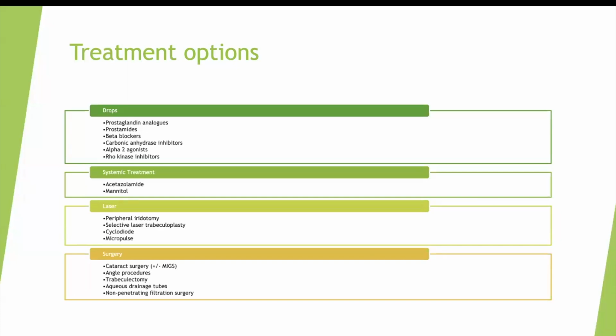Then your systemic treatment, you've got acetazolamide, your osmotics like mannitol, for example. You've got all sorts of laser: peripheral iridotomies, your SLT, your cyclodiode, micropulse cyclodiode, and all of these things will have different indications. And then again, for surgery, cataract surgery alone can reduce the pressure of your eye. Then you might add in a minimally invasive glaucoma surgery. You've got procedures to the angle. You've got the workhorse of glaucoma, your traditional trabeculectomy. Then you've got all your aqueous drainage tubes, then non-penetrating surgeries. The point of this is that there is a lot when it comes to what you will use to treat glaucoma.